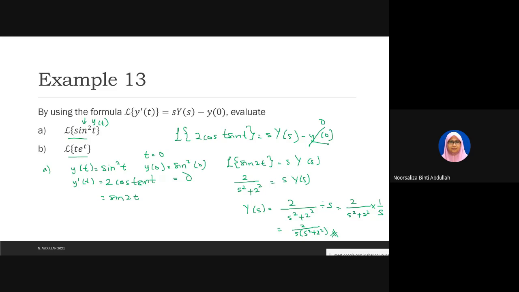Bila dia suruh you evaluate ni maksudnya dia nak nilai Y(s). Ada soalan?